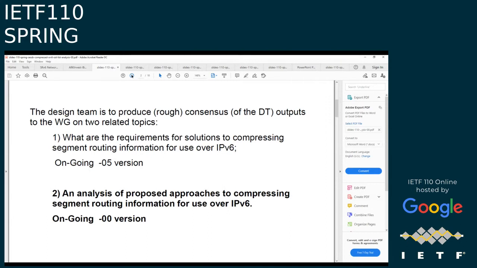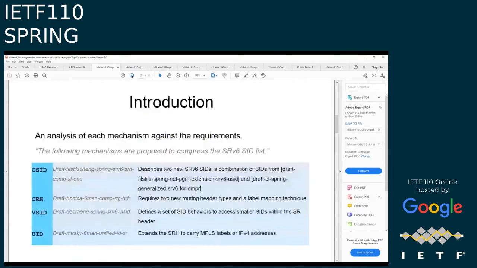So here we list the two main tasks running in design team. One is a requirement draft, and the other is analysis draft. The progress of both drafts is so far so good. We almost finished the work of the requirement draft and posted the 05 revision. And we've started discussing the analysis draft and posted the 00 revision. We will take two slots to go through both of them. Let's go to the requirement draft first. Next page.